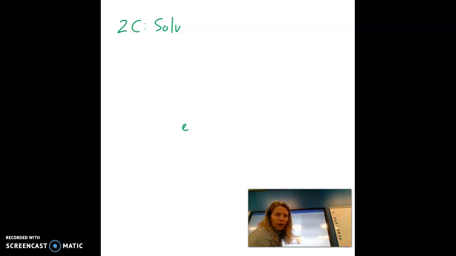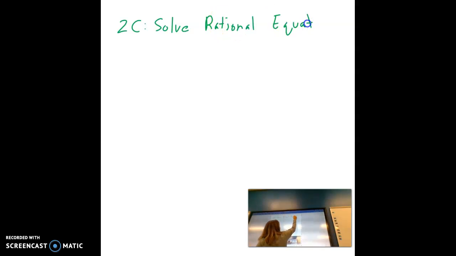All right, hello everybody. We're going to go ahead and talk about the last target, which is 2C, called solve rational equations. Okay, so you should be taking notes while this occurs.